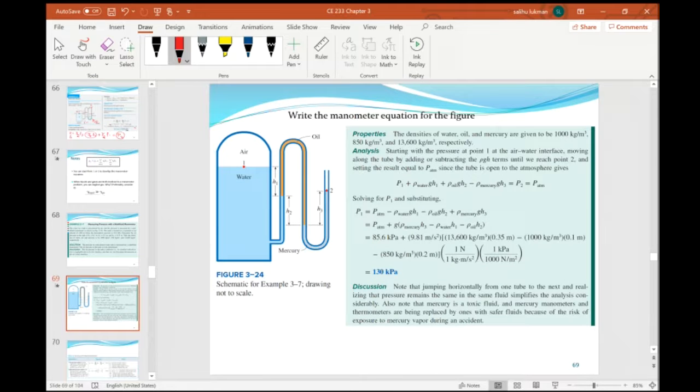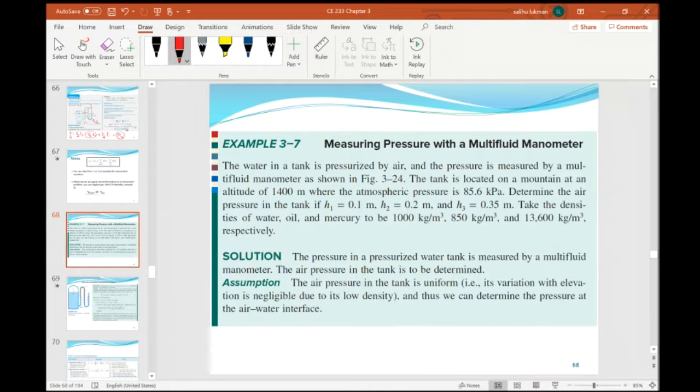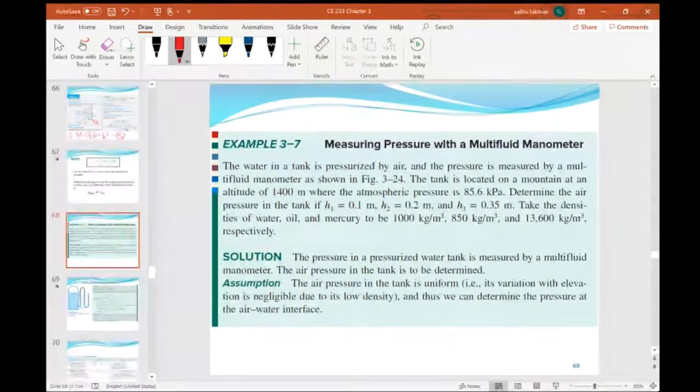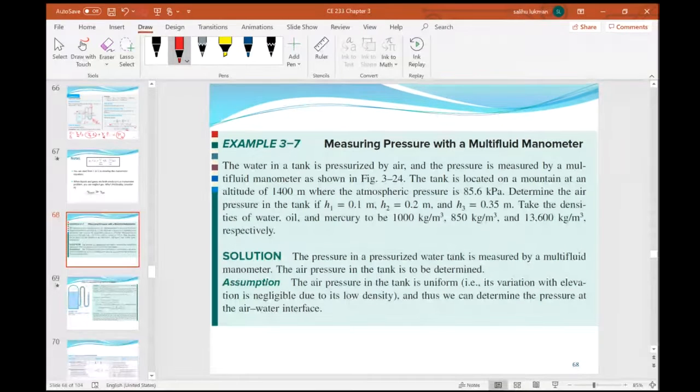So this is the figure for this one. Okay, and this is the problem statement. Measuring pressure with a multi-fluid manometer. Water in a tank is pressurized by air, and pressure is measured by a multi-fluid manometer as shown here. The tank is located on a mountain at an altitude of 1,400 meter, where the atmospheric pressure is 85.6 kilopascal. Determine the air pressure in the tank if H1, H2 and H3 are given. You should take the densities of water, oil, and mercury as 1,000, 850 and 13,600 kilogram per meter cube.